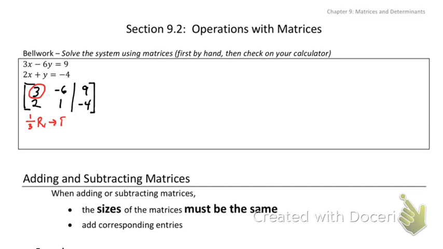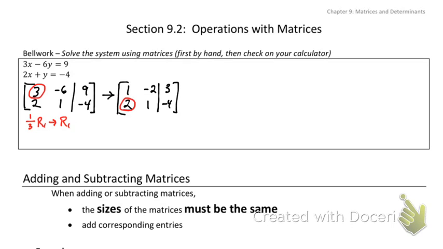Becomes my new row 1. You have to have all of this down for points on the test. That's going to make this look like this. We're going to do 1/3 of everything. So we'll do 1, -2, 3, 2, 1, -4.